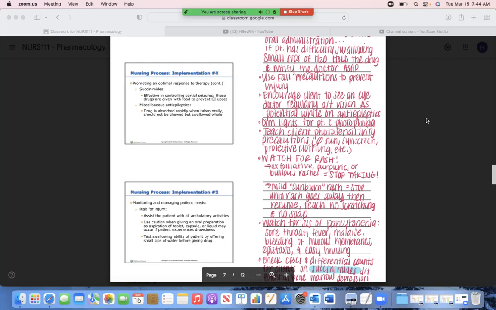So after that rash goes away, we can resume the med. We just don't want the client scratching at it or using soap that might irritate it. Okay, we want to watch for signs and symptoms of pancytopenia with some of these anti-epileptic medications. So signs and symptoms of pancytopenia.